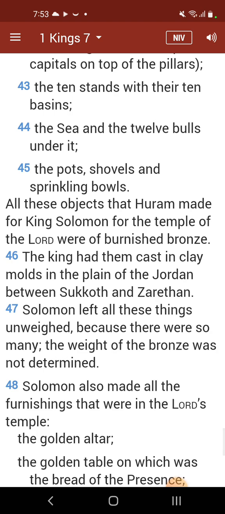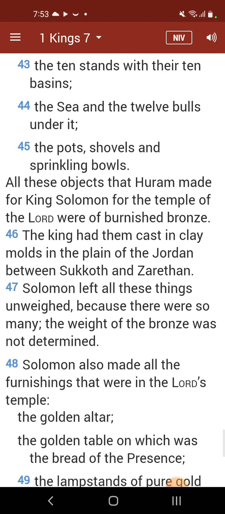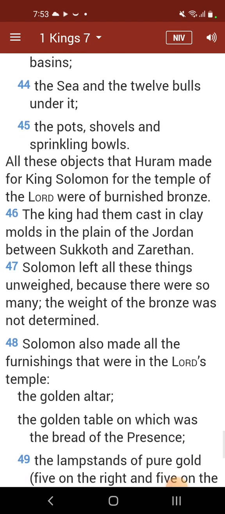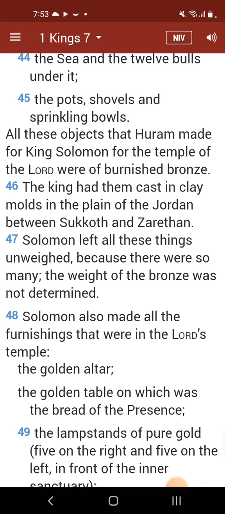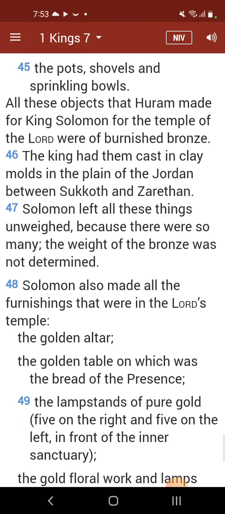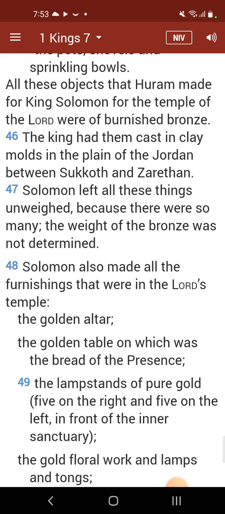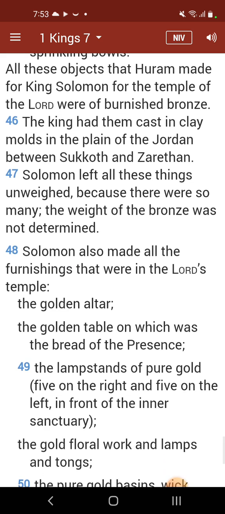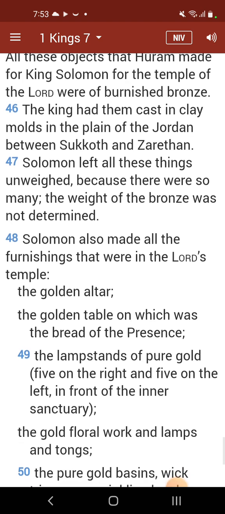All these objects that Huram made for King Solomon for the temple of the Lord were of burnished bronze. The king had them cast in clay molds in the plain of the Jordan between Succoth and Zarethan. Solomon left all these things unweighed, because there were so many. The weight of the bronze was not determined.